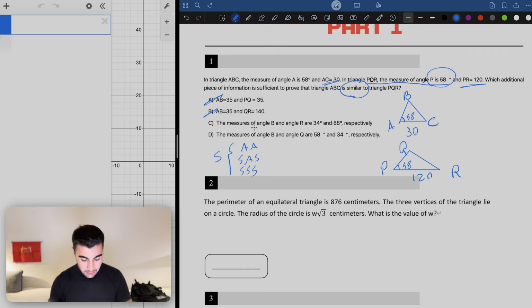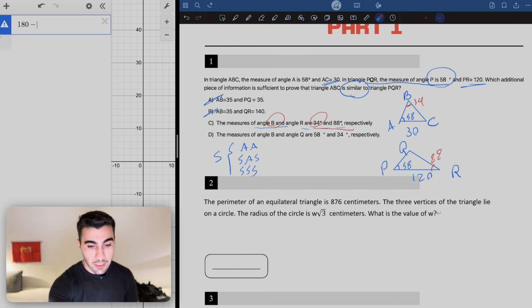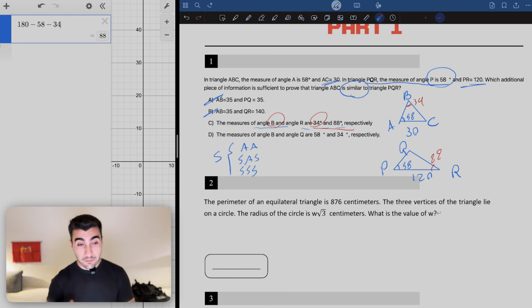Choice C, the measure of angle B and R are 34 and 88 respectively. Let's put those angles. B is 34, B here is 34, and R is 88. Here is 88. So these are not the same angles. If here's 58, here's 34, what is going to be the measure of this angle? Let's find it out. I'm going to do 180 minus 58 minus 34. That gives us 88. So this angle is 88. And the same goes for here. If this is 58, this is 88. This angle is 34. So these triangles are going to have the same angles.